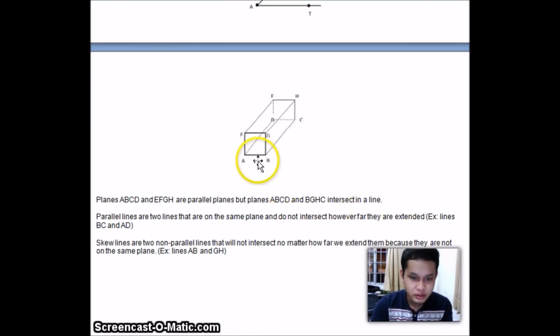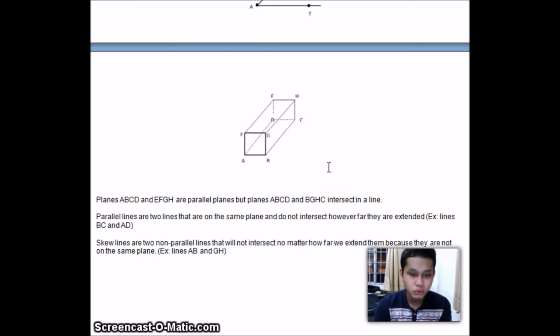Planes ABCD and EFGH are parallel planes, but planes ABCD and BGHC intersect in a line. Parallel lines are two lines that are on the same plane and do not intersect however far they are extended. An example I can give is BC and AD.